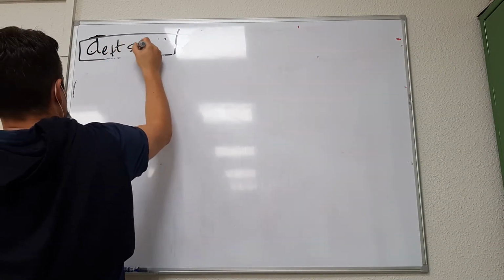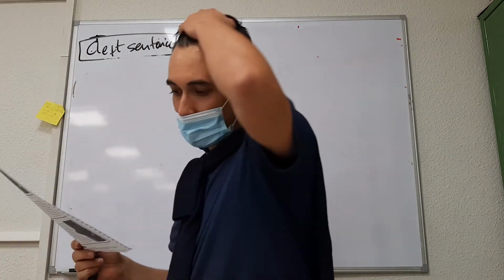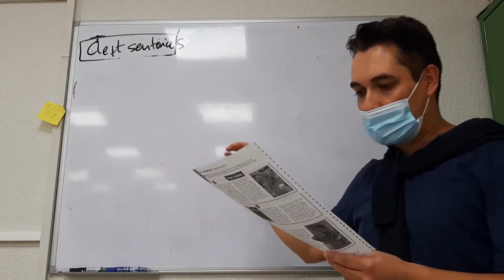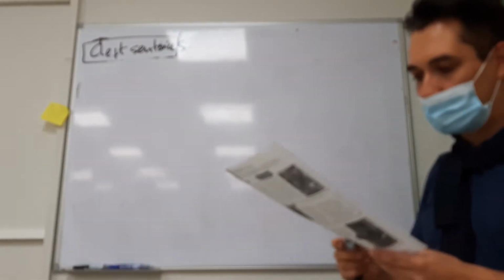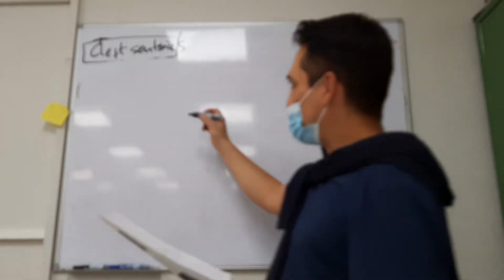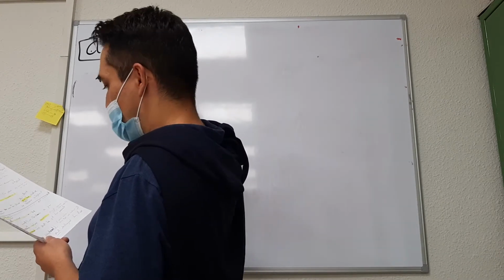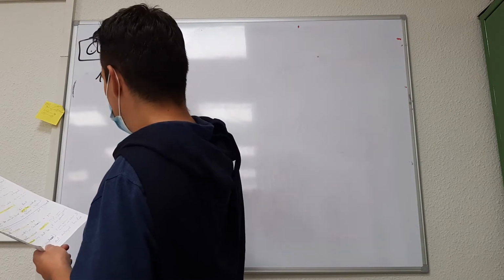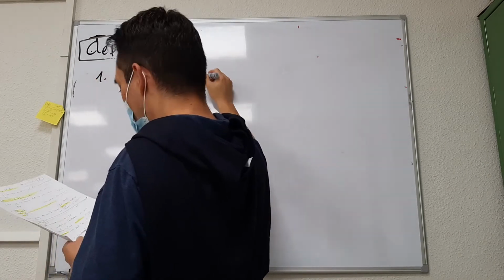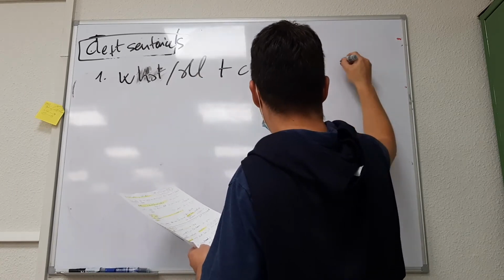Okay, let's talk about cleft sentences now. What are cleft sentences? Cleft sentences are used for emphasis. We change the order, we change part of a sentence with the purpose of emphasis. The first cleft sentence that I want to teach you is the structure what, all, plus clause, plus be.